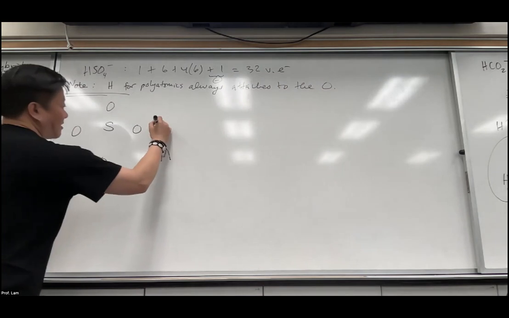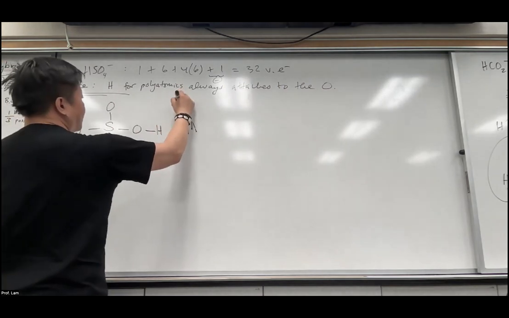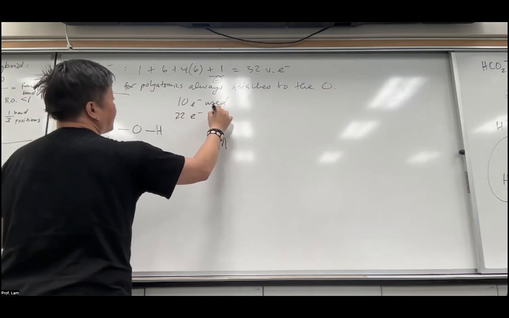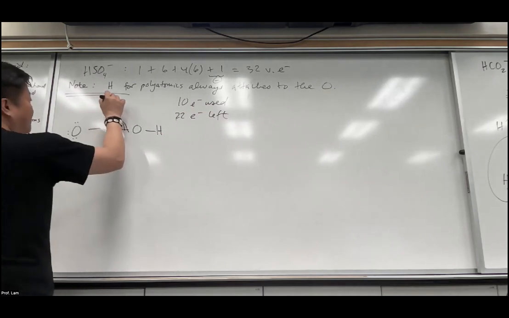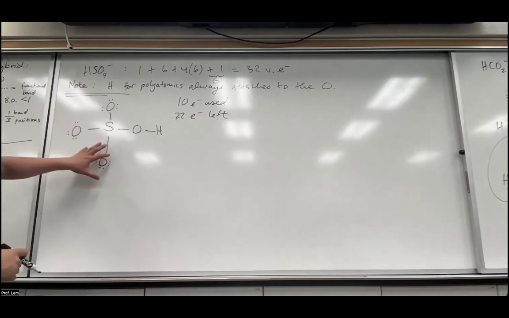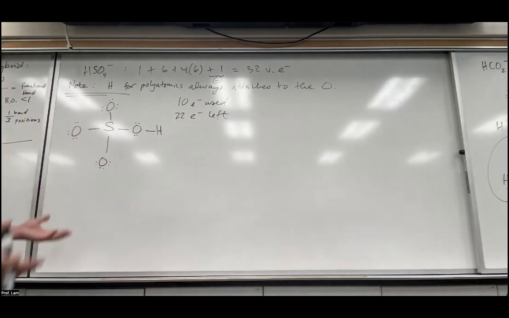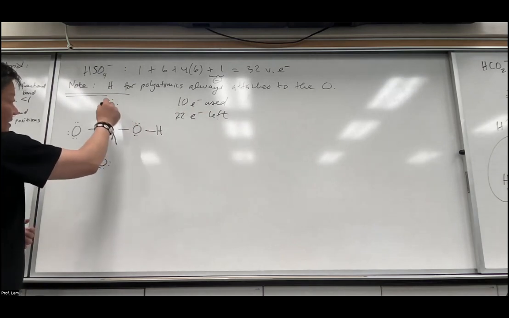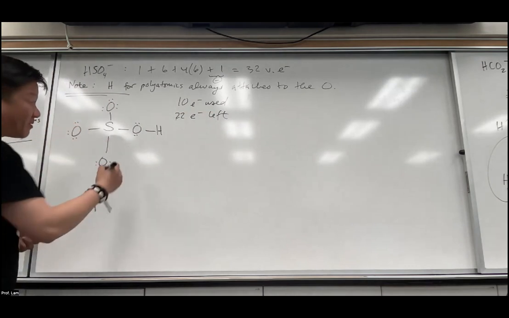So now we do single bonds. I've used 10 electrons. I have 22 electrons left. So I'm going to put 3 pairs on these outer ones. That's 6 times 3 is 18 already. I have 4 left, so I'll just put it here. That's 2 pairs, and that's it for my electrons. Then I do formal charge. Well, I do octet first. Everybody has octet. Even sulfur has octet: 2, 4, 6, 8.